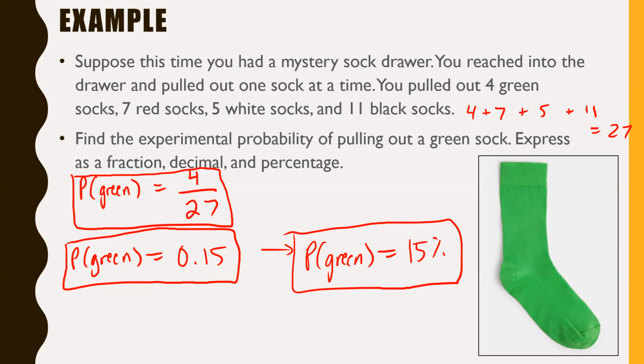If you were to restart this trial and do it over again, you might actually get a different number. This is just your probability from an experiment that you did. If you did this experiment again and pulled out like 1,000 socks, you'd get a pretty accurate look at what the probability of pulling a green sock out of that drawer would be, right?